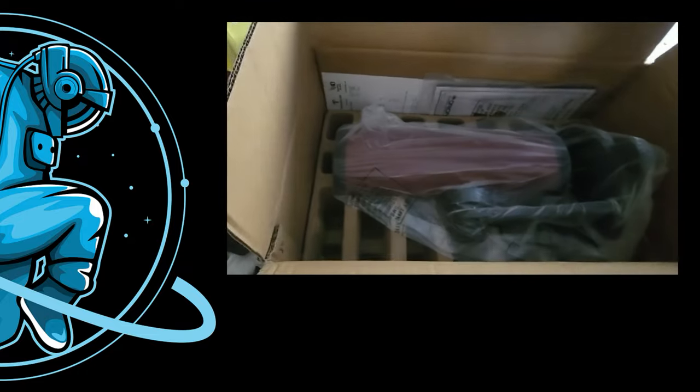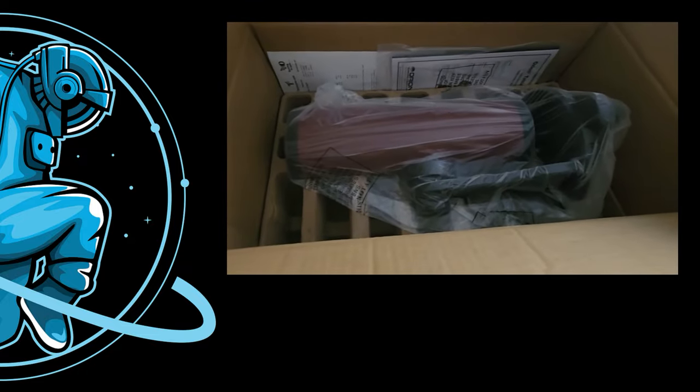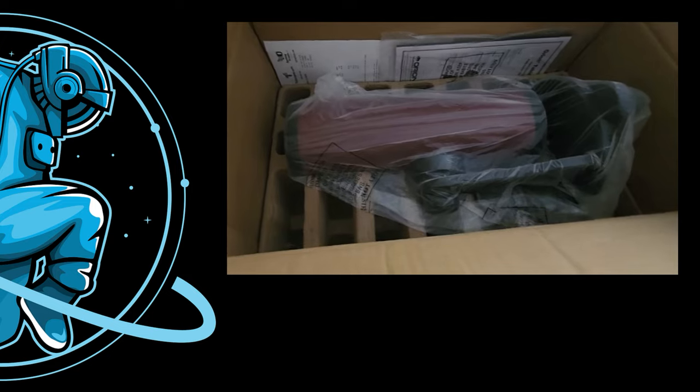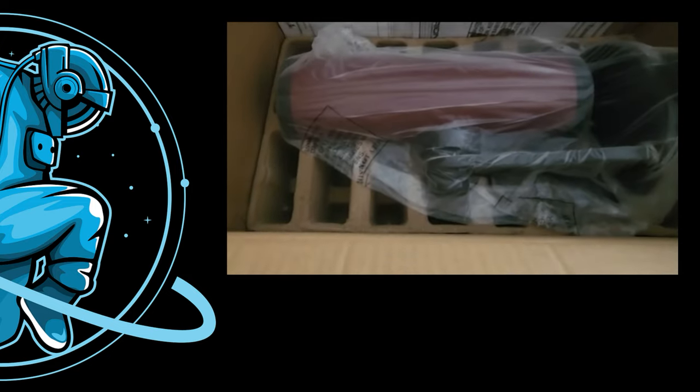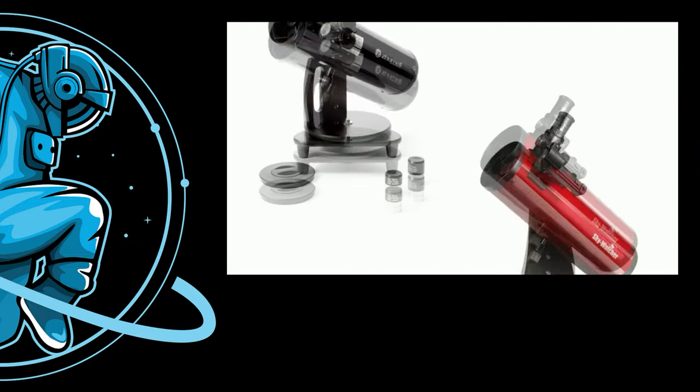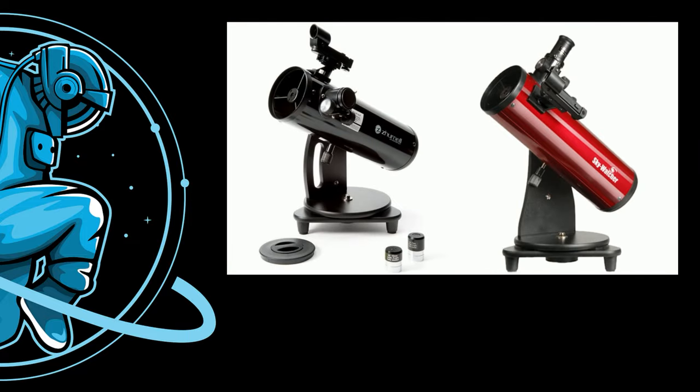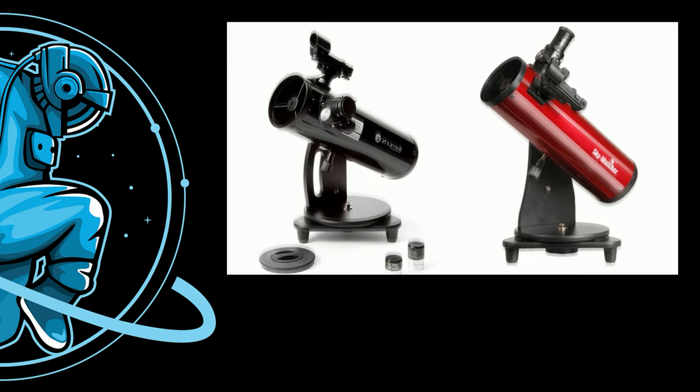In this video, I will give you an overview of the Orion SkyScanner 100mm tabletop reflector telescope, which is very similar to other models like the Zhumell Z100 and the SkyWatcher Heritage 100P. If you are interested in these telescopes, you may find this review useful as well.